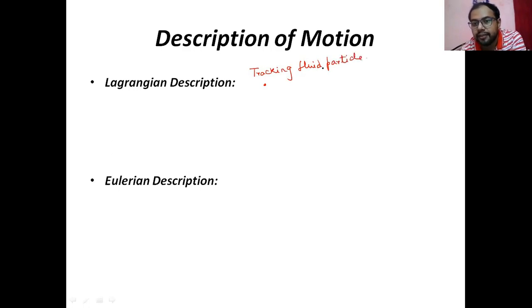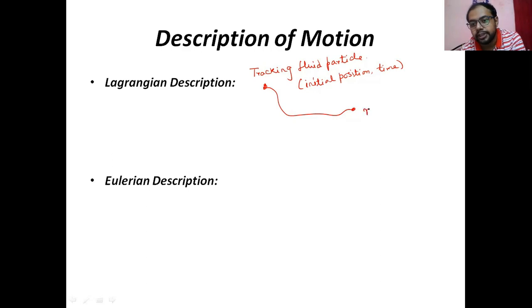How to track? First you label the initial position of the particle and the initial time. After labeling, you see the particle flowing along, and after time t, the particle comes here. Previously, initially it was here. After some time, after time t, the particle is coming here.